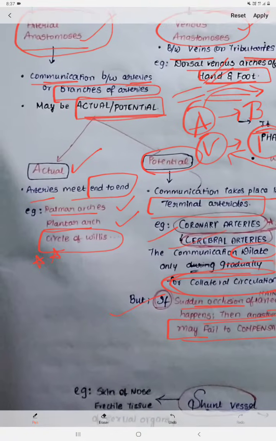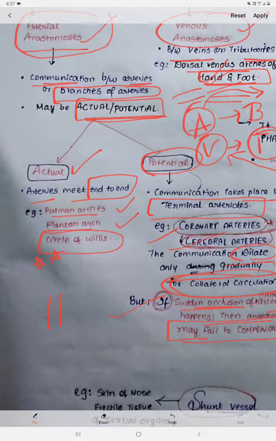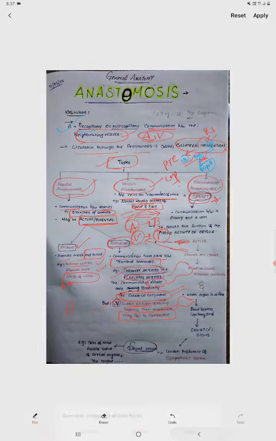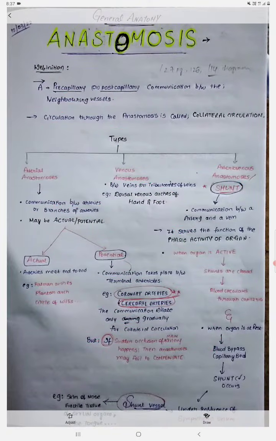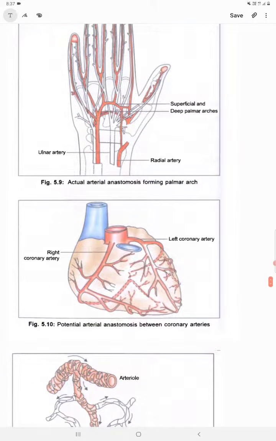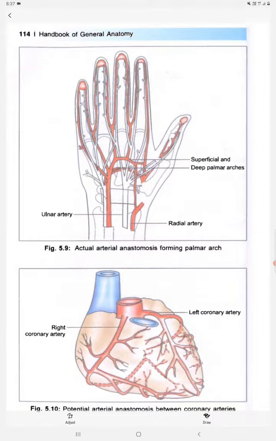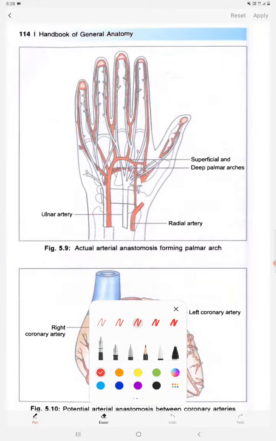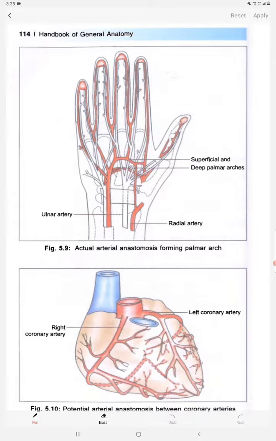Now what does this mean? First of all, the coronary artery is present like this. We can see in another picture, here you can see the coronary artery. In the second picture you can see the potential arterial anastomosis between the coronary arteries. Here are the main arteries: this is the left coronary artery and this is the right coronary artery.